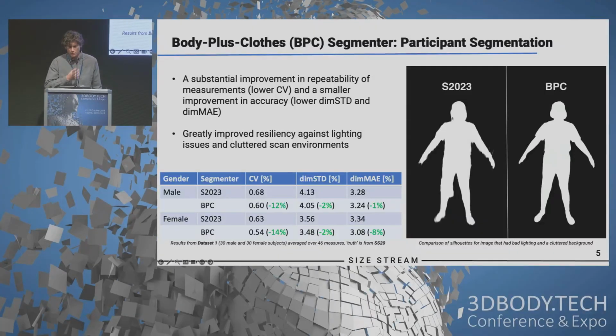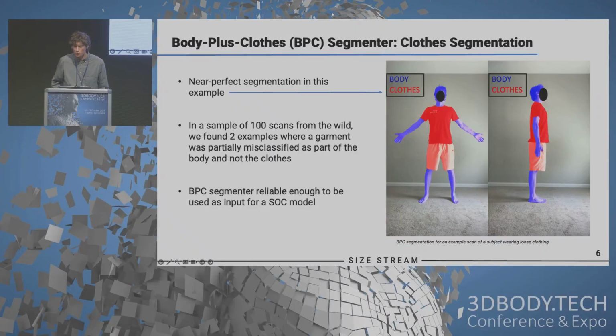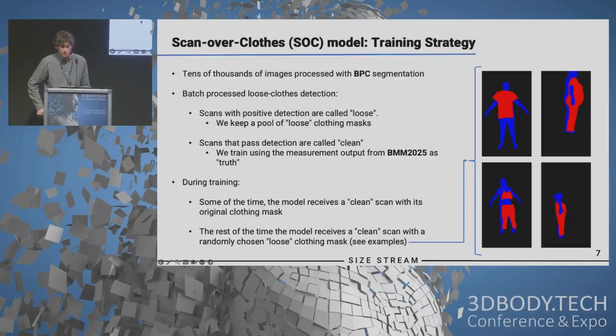And then, to quantify the quality of BPC subject segmentation, we first evaluated it on a test set, finding a substantial improvement in measurement repeatability and a smaller improvement in accuracy. We find the quality of BPC segmenter's closed segmentation to be at about the same level as its subject segmentation. We looked at a random sample of 100 scans from the wild as a test set, and we found two examples where a garment was partially misclassified at the level of more than just a few pixels. Now we discuss the training strategy for the scan over clothes model.